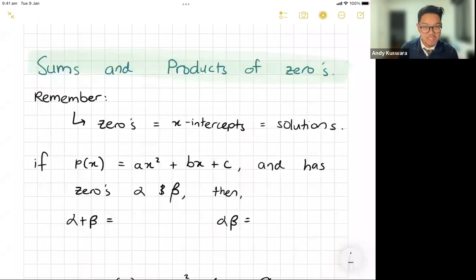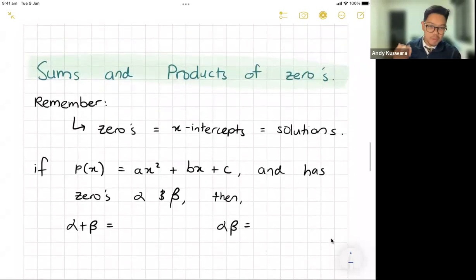So today we're talking about sums and products of zeros. And just a quick little reminder, zeros is another way to say x-intercepts or solutions, whatever you want to call it. Now, we know that there's a relationship between sums and products of your roots and the quadratic itself, right? We've seen that in quadratics, and so we're just actually going to stretch it a little bit further.